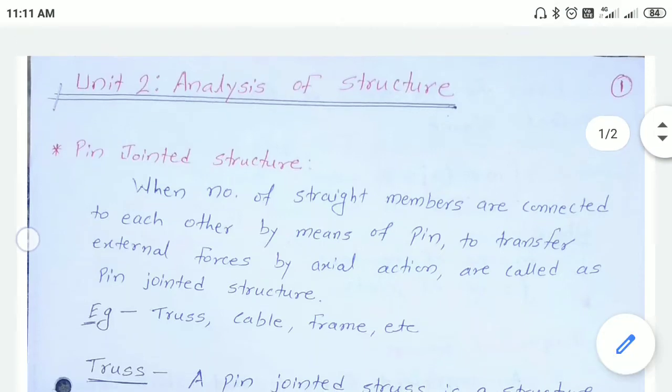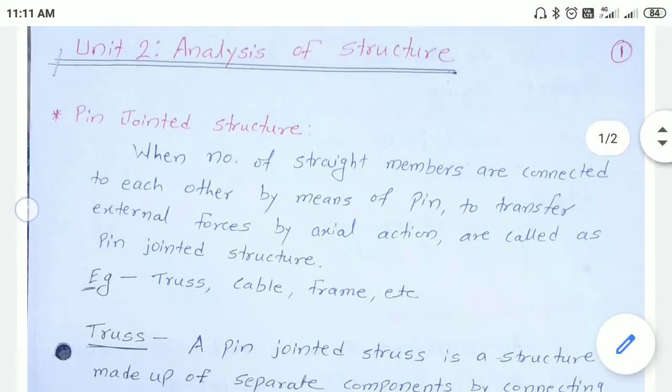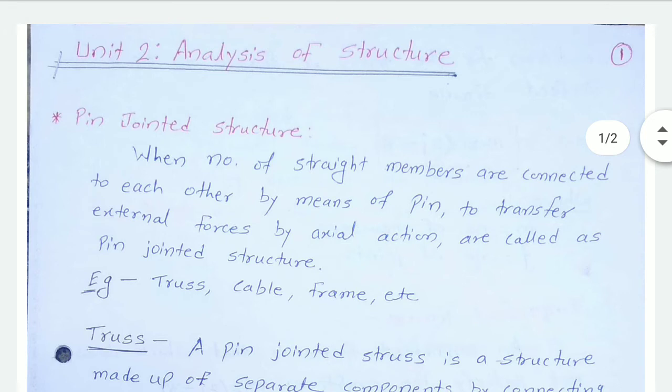Hello friends, today we will study the unit of mechanics, that is, analysis of structure. The analysis of structure deals with joints, frames, and different types of trusses, and the force resolution which we have studied in unit number 1.